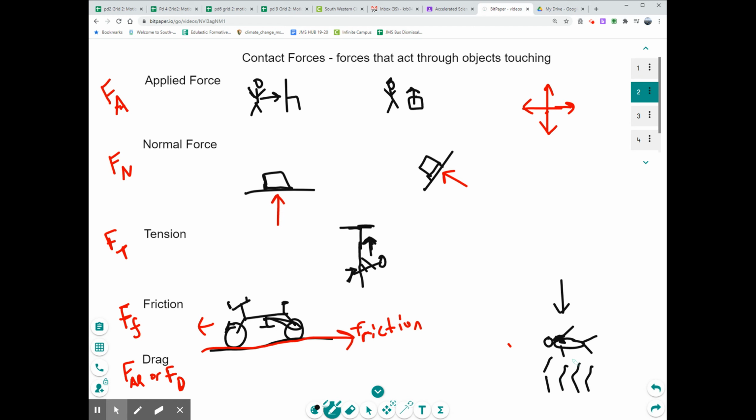If there wasn't air resistance, people would not be able to fall with parachutes because their parachutes would not fill up with air. Good thing there are air particles around, right? So that's what drag is. It's kind of like air resistance. Didn't mean to cross that out. Sorry. Okay, that's that. Moving on.